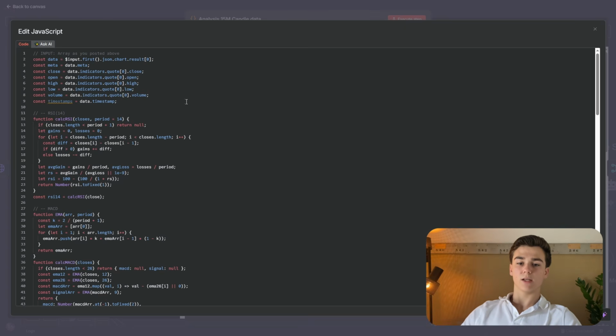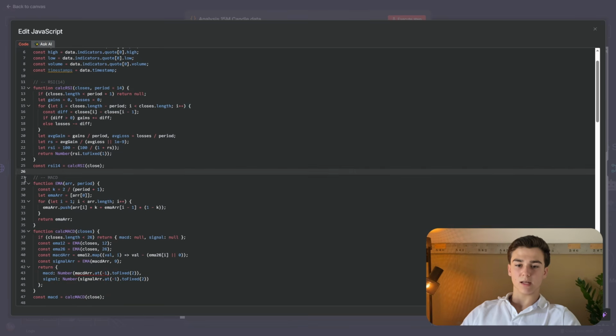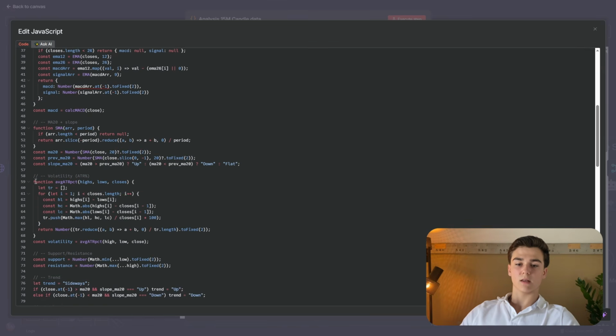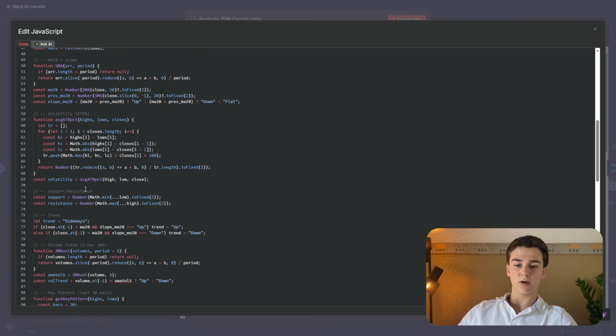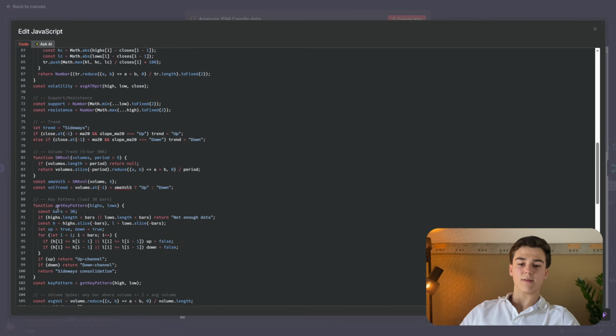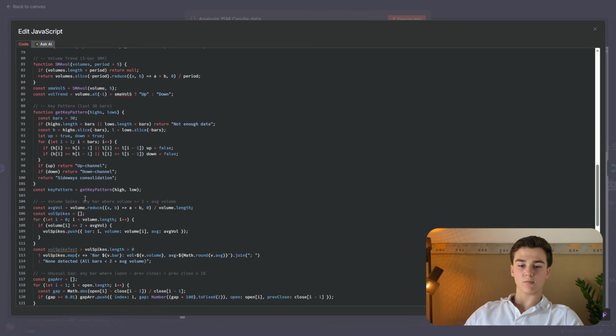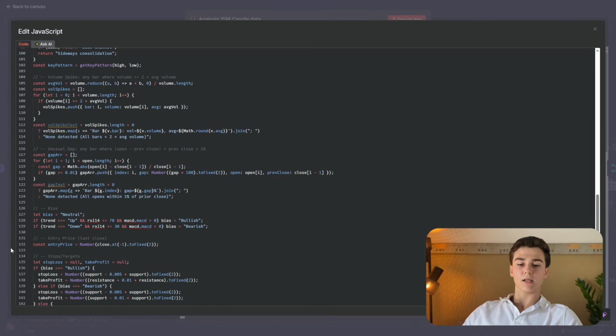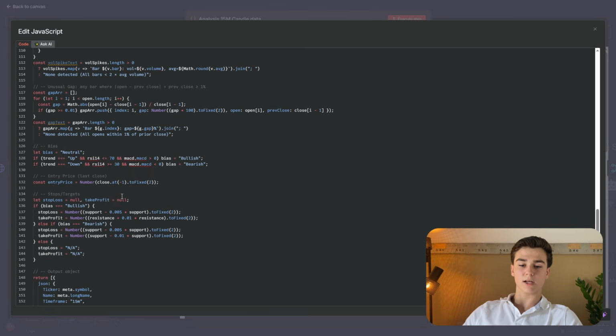And after this, we will calculate the RSI. So here we will calculate the RSI. Then we have the MACD. Then we have the moving averages plus the slopes, the volatility. Then we have the support and resistance. We have the trend, the volume trend. Then we have the key patterns. Then we have the volume spikes. Then we have the unusual gaps. Then we have the bias, the entry price, the stop/targets.